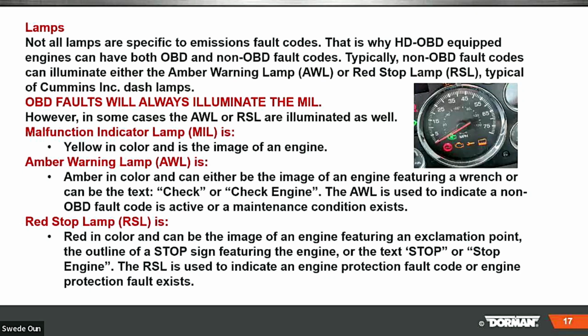Now let's talk about lamps. You're going into the vehicle, you hop in there, you turn on the ignition key, and whoa, all of a sudden, all these different bulbs and lamps light up like a Christmas tree. So I figured let's take a slow walk down that lane here. Not all lamps are specific to emission fault codes. That is why heavy-duty OBD equipped engines can have both OBD and non-OBD fault codes. Typically, a non-OBD fault code will illuminate either the amber warning lamp, or you know you've got the red stop lamp, typical of Cummins incorporated dash lamps.